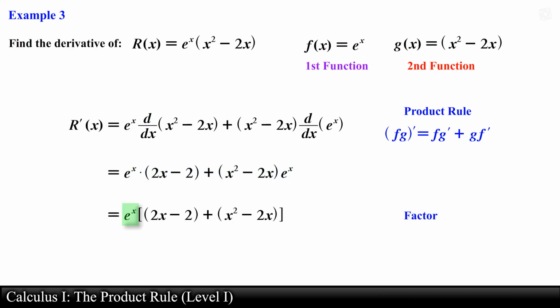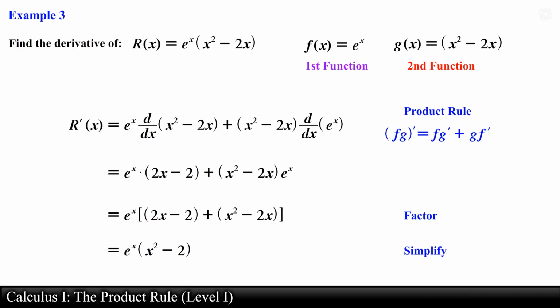Here we can factor out an e to the x term. This leaves us with the following. Then, it is just a matter of simplifying the expression inside the brackets. Doing that yields the final derivative equal to e to the x times the quantity x squared minus 2.